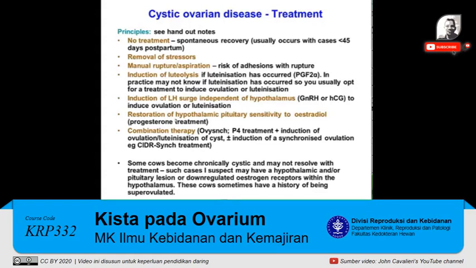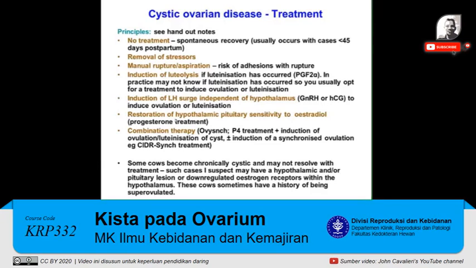You could also use estrogen to try to induce ovulation as well, although in these cases I think it's probably preferable to use GnRH or HCG, as you're not quite sure how sensitive that hypothalamus will be to estrogen.